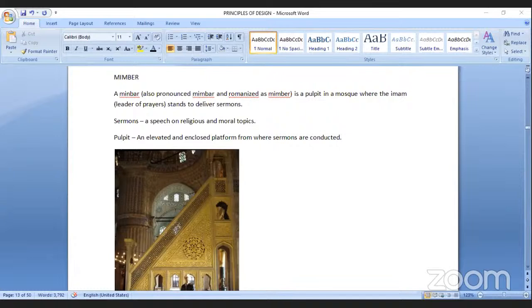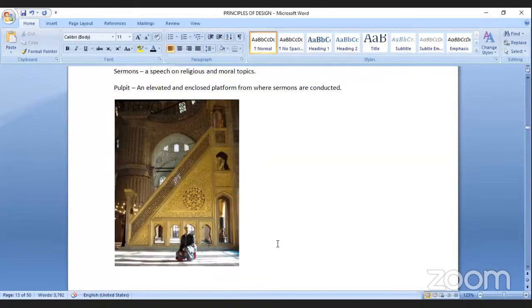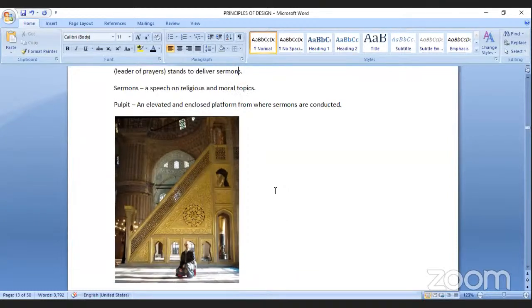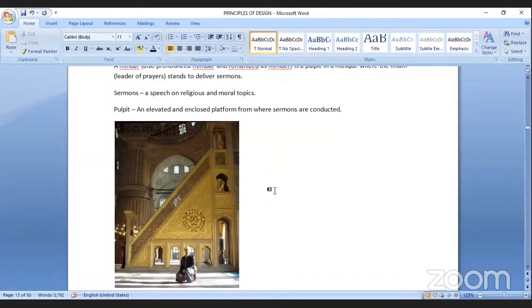Yes, apparently it's always a stair. Oh, I didn't know this. A pulpit, generally, is in Western church architecture. At that time they don't have stairs. Mosques apparently always have. And the pulpit's version in mosques is the minbar. Okay? Understood?